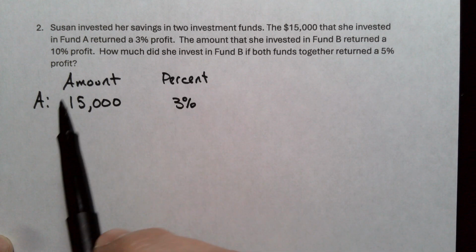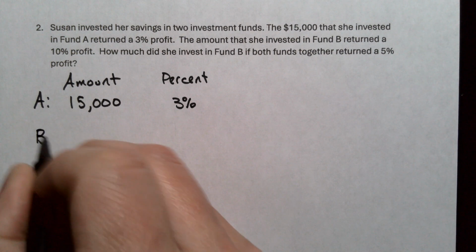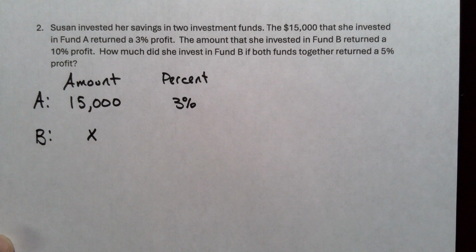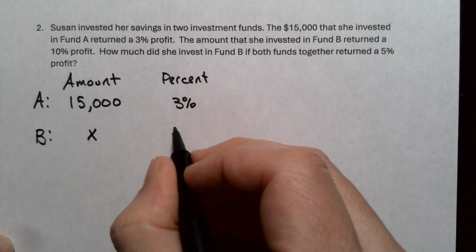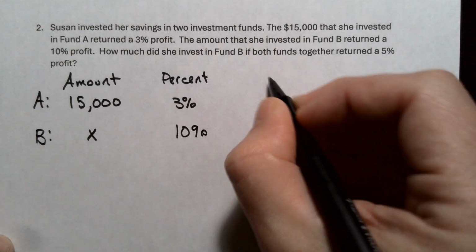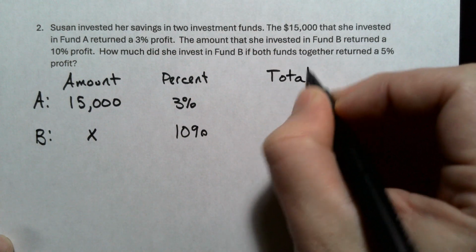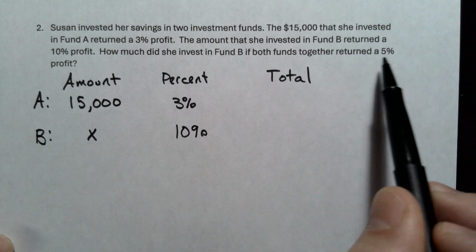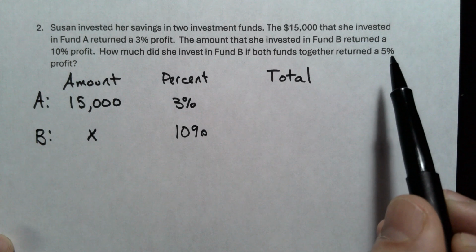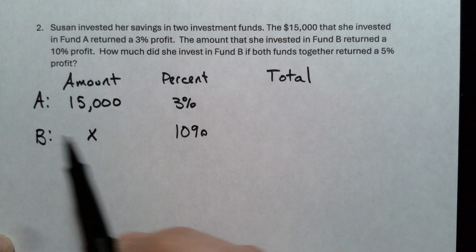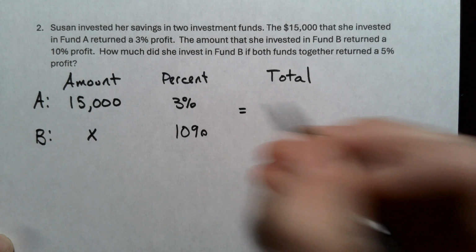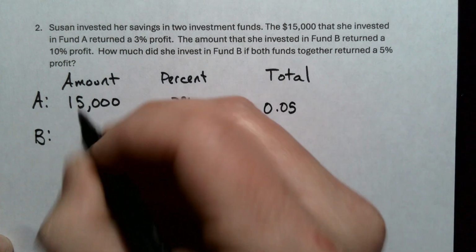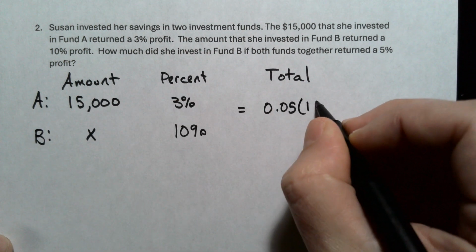It doesn't tell us what the amount of Fund B is. If we don't know the amount, we have to assign it a variable. I'll just assign it an x. It says it returns a 10% profit, so that's what I'll write here. And now for the total, I want the total to be the two amounts, but 5% is the profit on the total. So I need 5% of these two added up. So equals 0.05 of the total, and the total amount is 15,000 plus x.